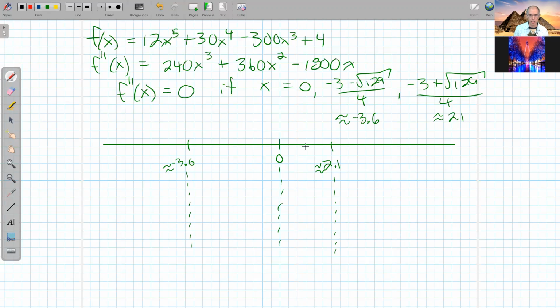So numbers to test here might be 1 over here, 3 would be somewhere over here-ish. Over here, I might test -1, and then I might test 4 over there. So I want to know what is f double prime of 4, and the sign is what we need. F double prime of -1, f double prime of 1, and f double prime of 3.